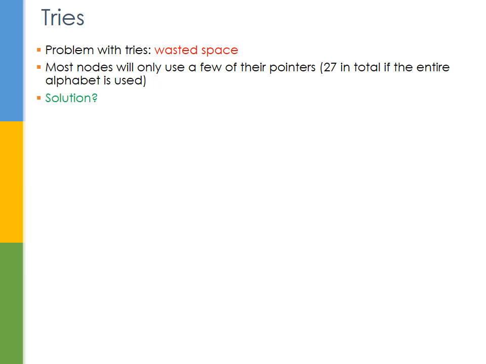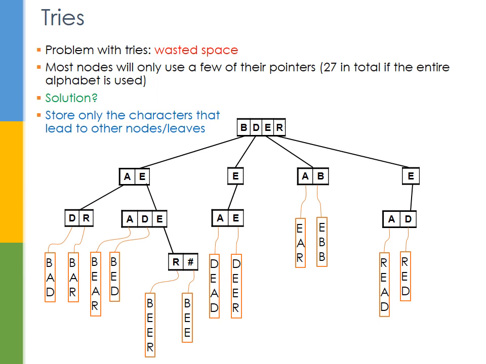What can we do to avoid that? Well, the solution should be quite obvious, right? If we feel that storing the entire alphabet in every single node is a waste, then how about we only store the characters that actually do lead somewhere, that are associated with other nodes or leaf nodes that are associated with valid keys. So for our previous example, this is how much smaller it will look. In this case, I have only kept the characters that are in fact associated with non-null pointers.